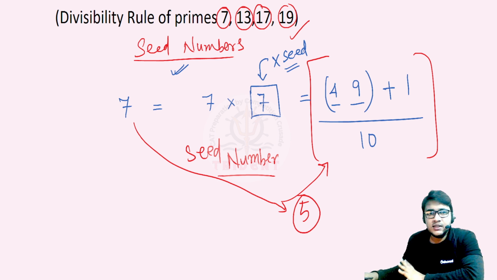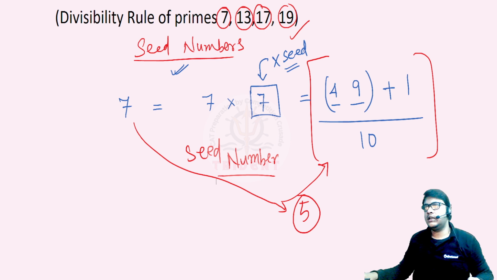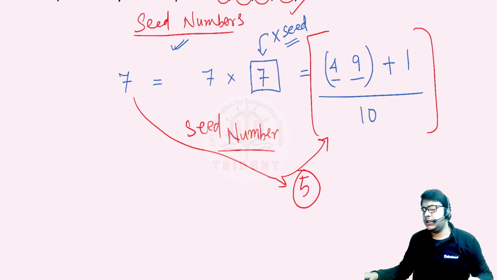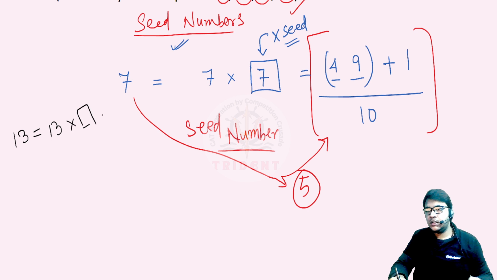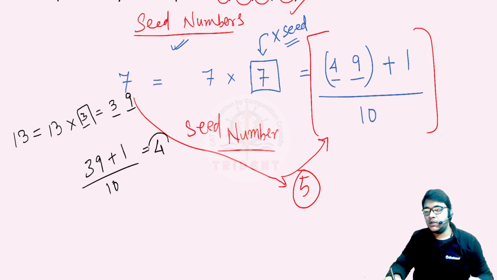If it made sense, great. If it didn't make sense, let's practice a couple more numbers. Let's practice for, let's say 13. 13 into a number that should give me a number that ends in 9. 13 threes are 39. Again, what is the algorithm? The algorithm is 39 plus 1 divided by 10. So this gives me nothing but a 4. Now this 4 is the seed number.